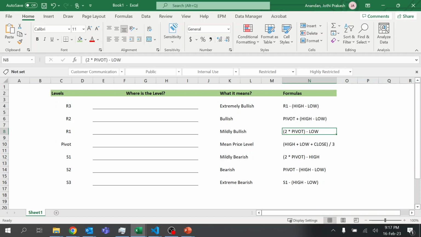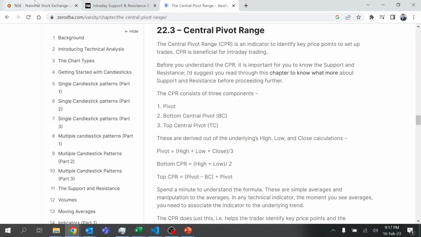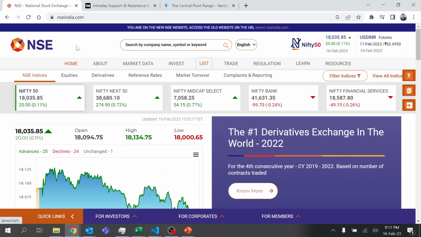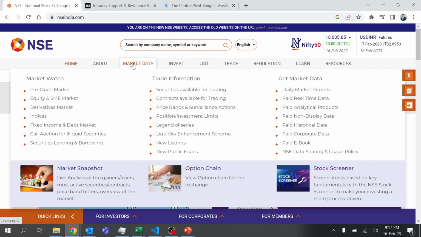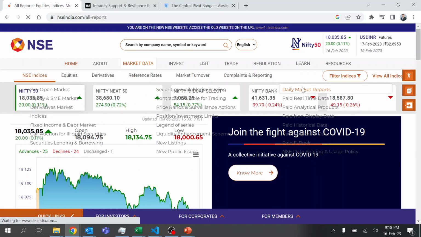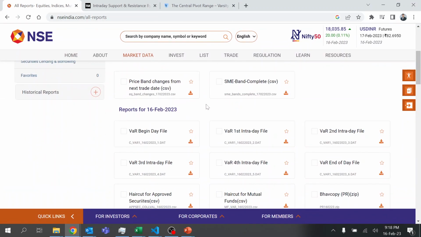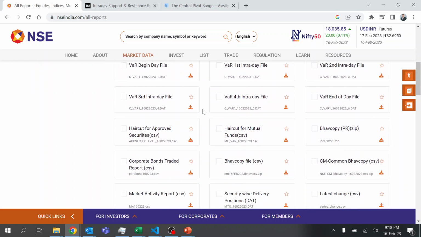Usually I get the data from NSE because that's a free marketplace and free data supplier. You can use it for educational purposes. Go to nseindia.com, and under the market data menu, go to daily market reports. The daily market reports will have the consolidated report for all the OHLC data, the open, high, low, close value data. We are looking for 16th Feb, as today is 16th Feb for me while I'm creating this video.